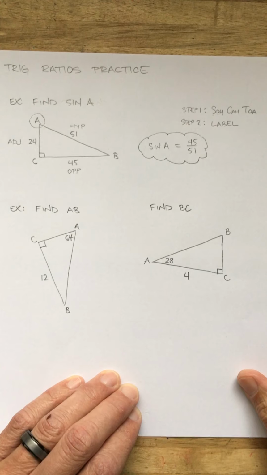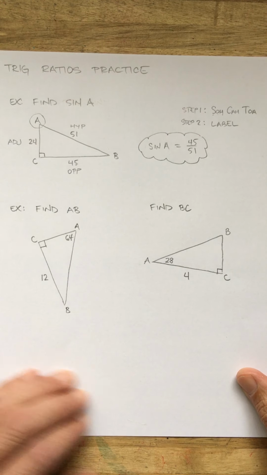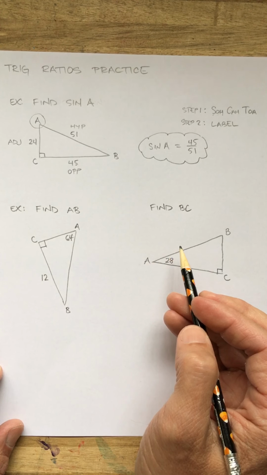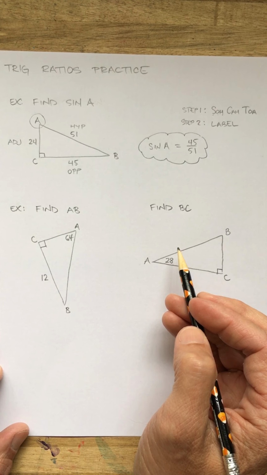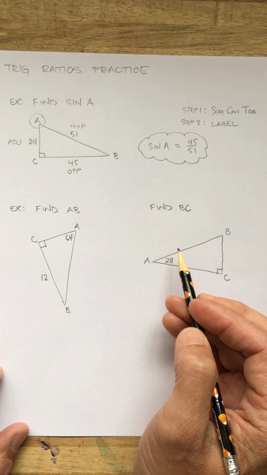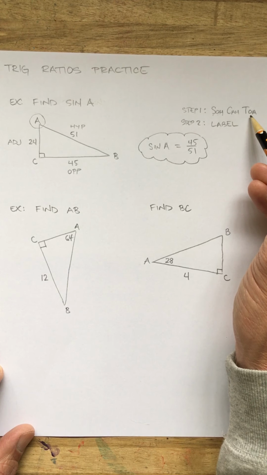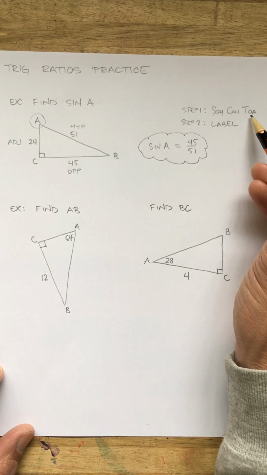All right, we're going to be using the same ideas for these next 2 examples. These next 2 examples are a little different because they ask you to find a missing side. Okay, so step 1 will always be write down SOHCAHTOA. So there's our SOHCAHTOA. Step 2 is going to be label.